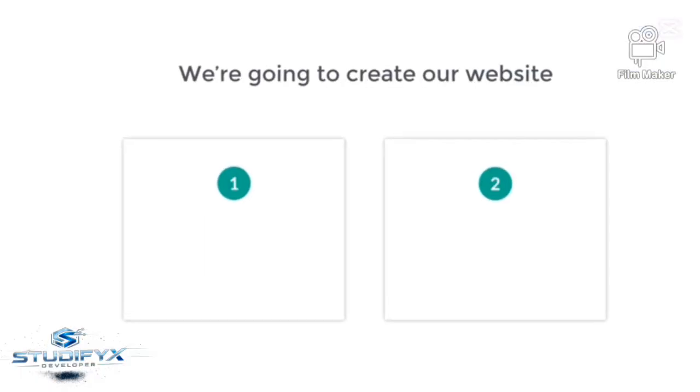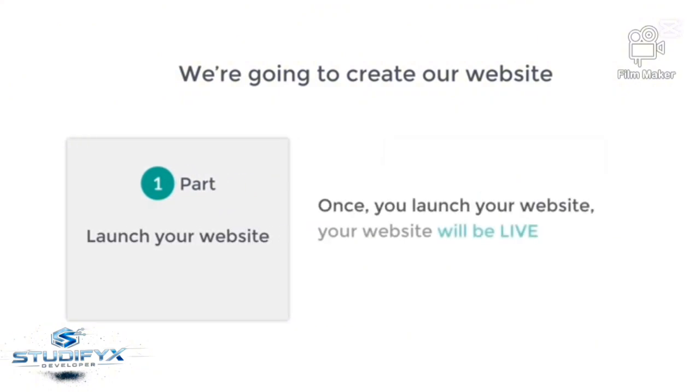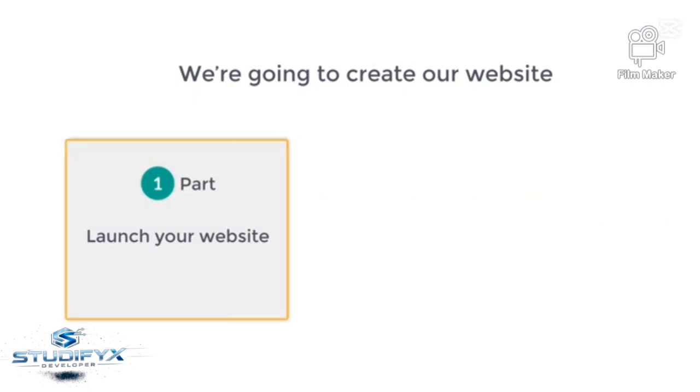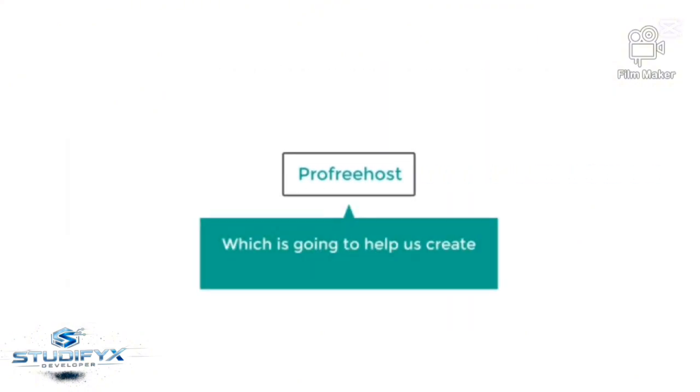So let's get started. We are going to create a website in just two parts. The first part is to launch your website. Once you launch, your website will be live on the internet. So to launch your website, we are going to do 3 steps. The first step is to create an account in ProFreeHost. This is the website which is going to help us create our website for free.